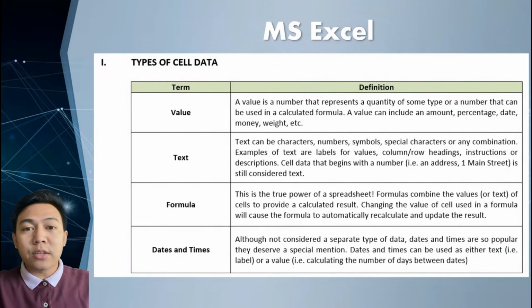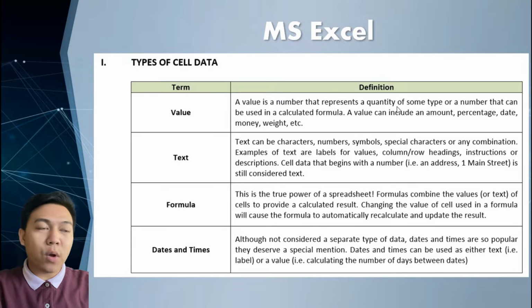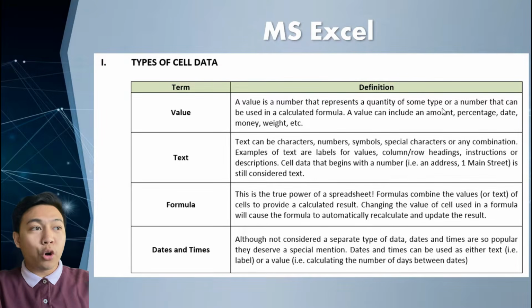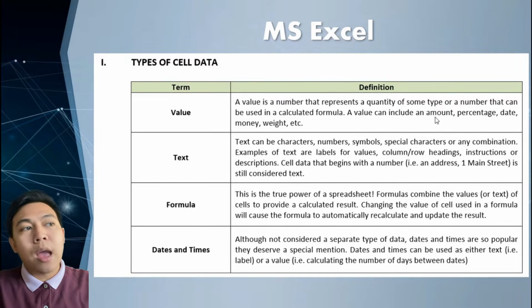So let's proceed to the different types of data. In MS Excel, we have 4 types of data. We have the value. Basically, a value is a number that represents a quantity of some type or a number that can be used in a calculated formula. It can be an amount, percentage, date, money, weight, and others. Basically, any number that you place in MS Excel is a value. Next, we also have text. Text is a character, symbol, number, special character, or any combination.